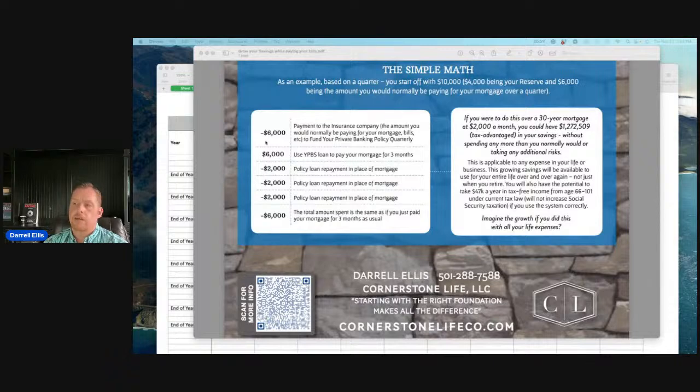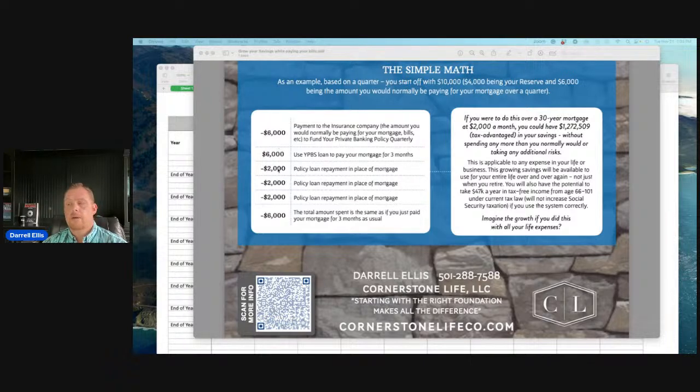But basically, let's say you had $2,000 a month as your mortgage, and so that's $6,000 per quarter, right? And you're going to take that and funnel that through the system. And so you have $6,000 going in to fund the policy for a quarter's worth of mortgage payments, right? And then you're going to immediately take a policy loan for $6,000. So what's your net injection at that point?